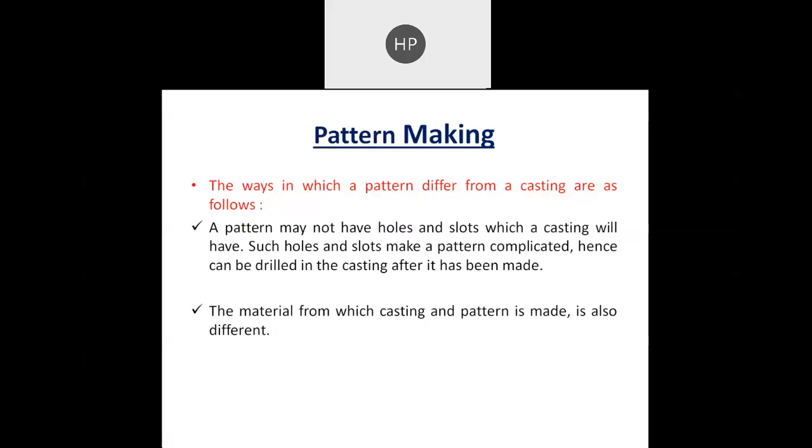Then in a pattern we cannot create holes or slots, while in a casting product we can do it after taking it out from the mold. We can drill it. The materials from which the pattern and casting are made are totally different. The pattern is generally made of material which is easy to fabricate, easily available, and low in cost, while the casting is done from the metal from which we require the product. So generally the casting metal and the pattern material are totally different.